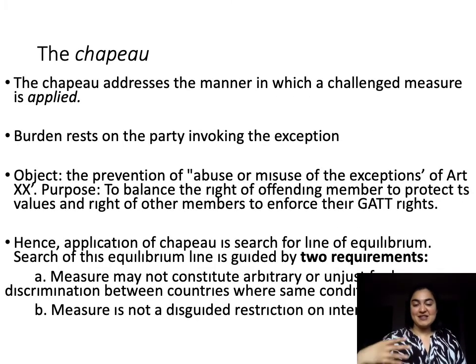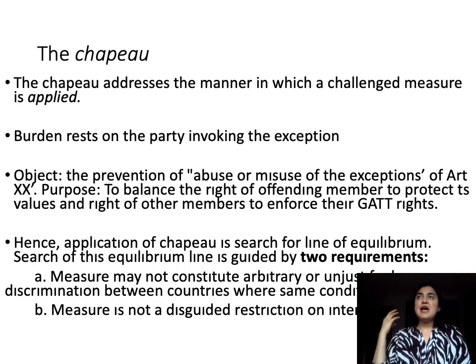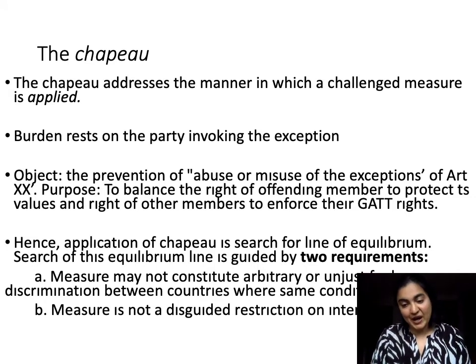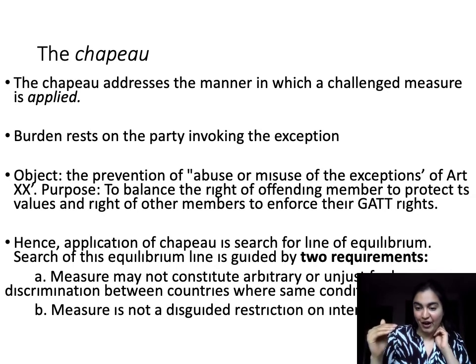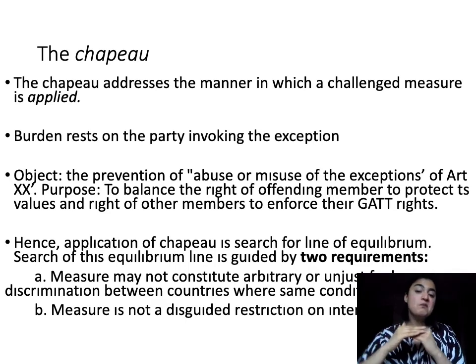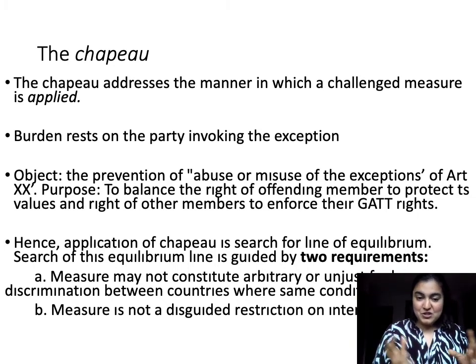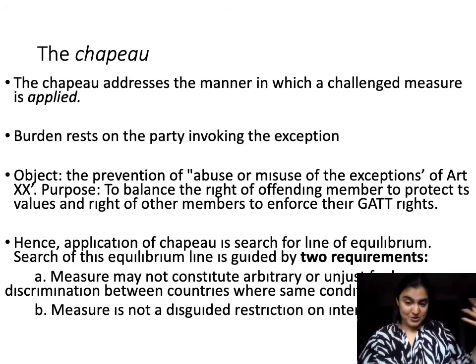Right? So as discussed, the chapeau has two elements. And the chapeau, or the introductory paragraph, the first paragraph of Article 20, basically aims to ensure that members cannot misuse the exceptions provided under Article 20. It adds another filter, another layer of scrutiny whenever a country is trying to invoke an exception under Article 20. It makes invoking that exception more difficult because the country has to first satisfy the requirements of the exception and then it has to satisfy the requirements of the chapeau.